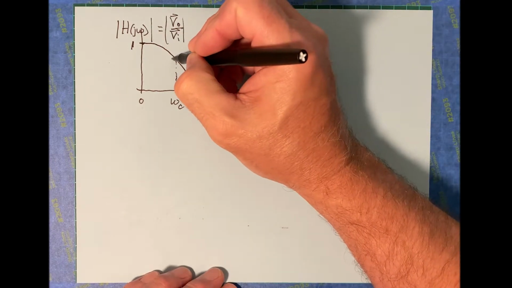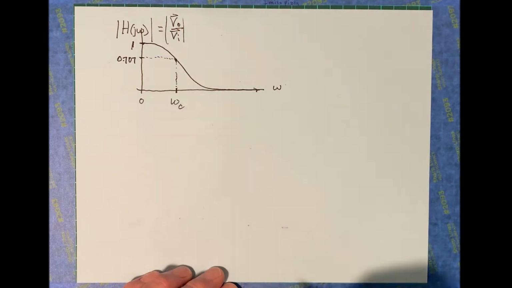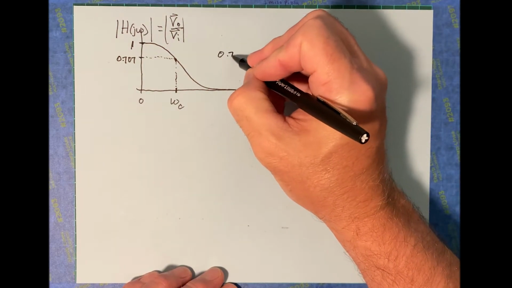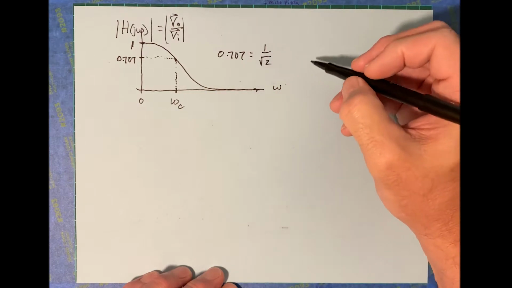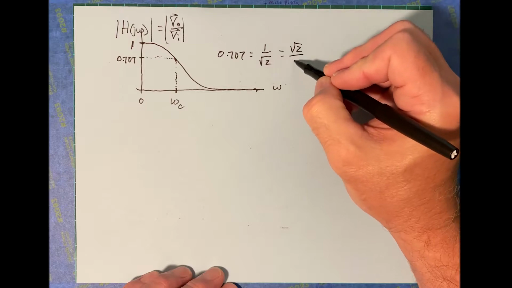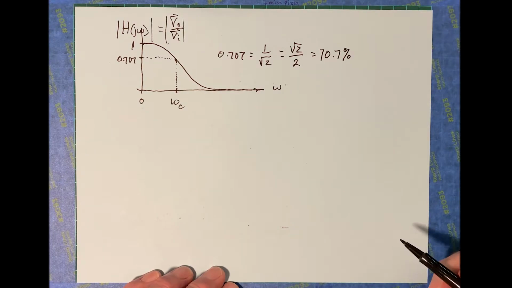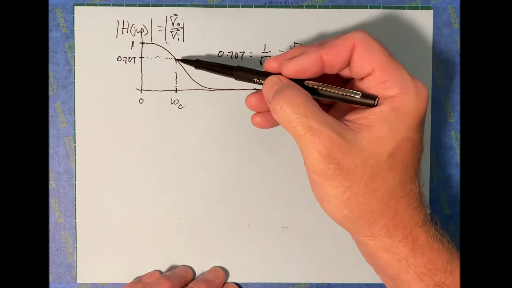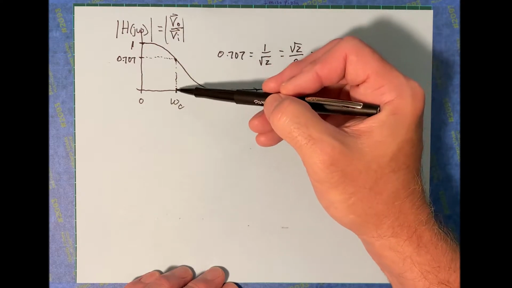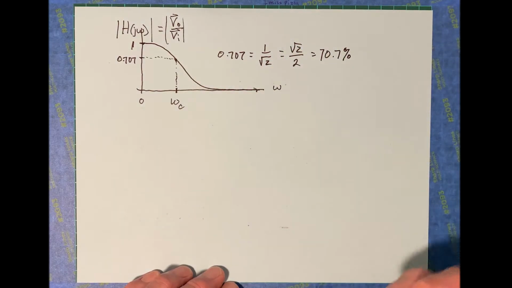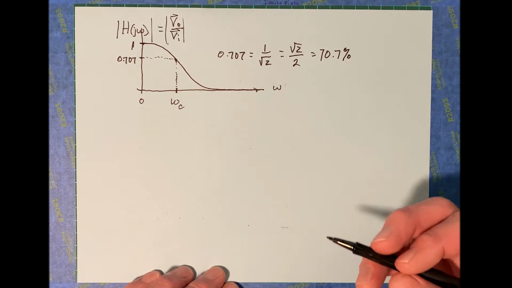Now that turns out to be at 0.707. That 0.707 may look familiar to you because that's really 1 over the square root of 2, which is the same thing as square root of 2 over 2, which is the same thing as 70.7% of the max. So once the gain reaches below 70.7% of whatever the maximum value is, then we'll say it's effectively reached 0, and that frequency at which it does that is the cutoff frequency.